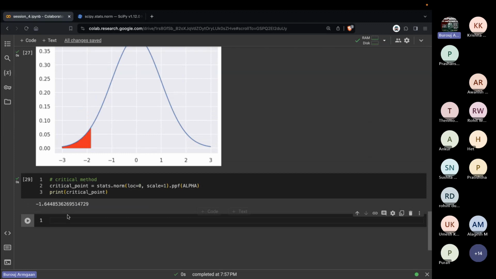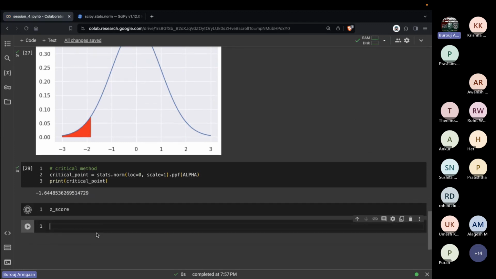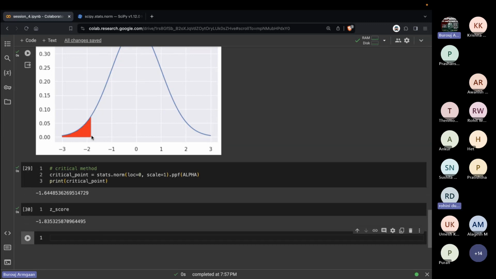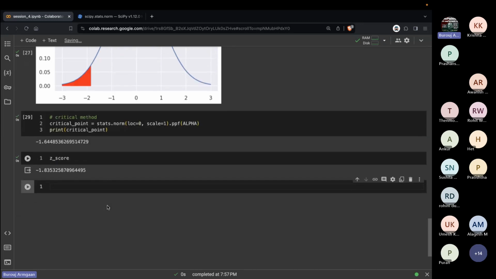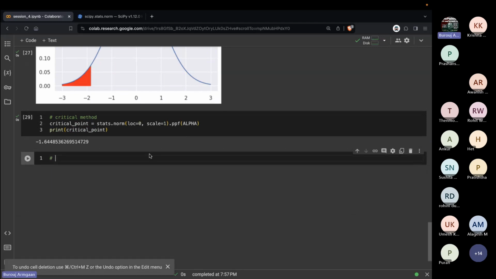It says minus 1.6. In this case, our z-score is minus 1.8, I believe. Yeah, so just a little bit on the right of this graph. So let's move to problem 2.